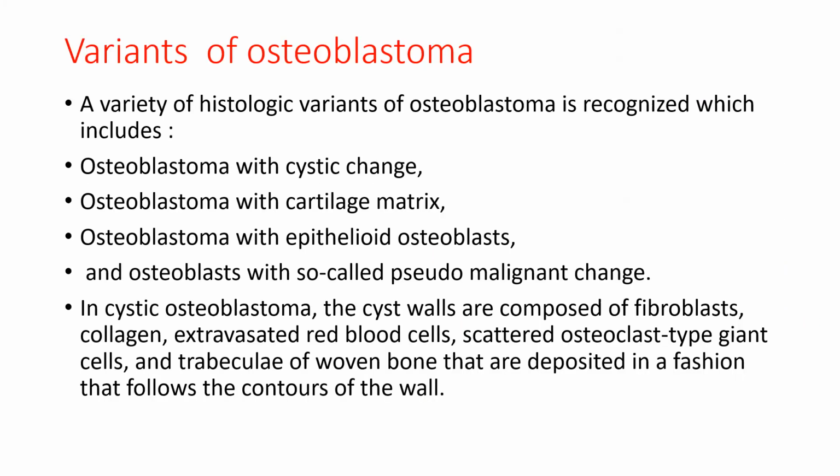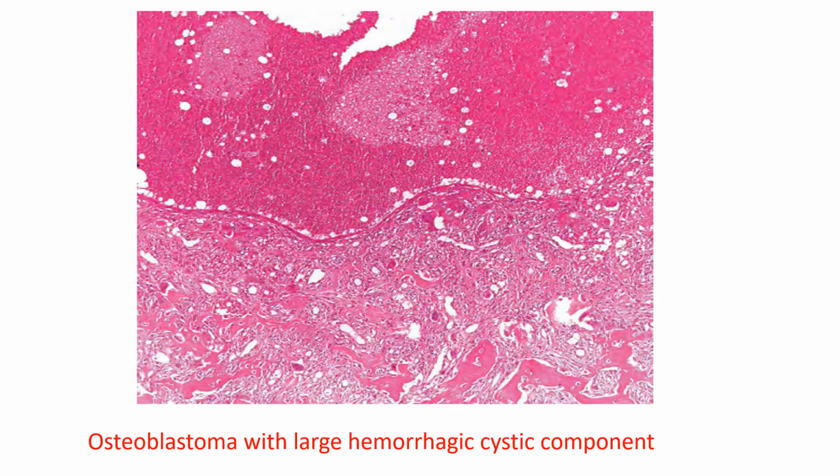Coming to variants of osteoblastoma, a variety of histological variants of osteoblastoma is recognized, which includes osteoblastoma with cystic change, osteoblastoma with cartilage matrix, osteoblastoma with epithelioid osteoblasts, and osteoblastoma with so-called pseudomalignant change. In cystic osteoblastoma, the cyst walls are composed of fibroblasts, collagen, extravasated red blood cells, scattered osteoclast-type giant cells, and trabeculae of woven bone that are deposited in a fashion that follows the contours of the wall.